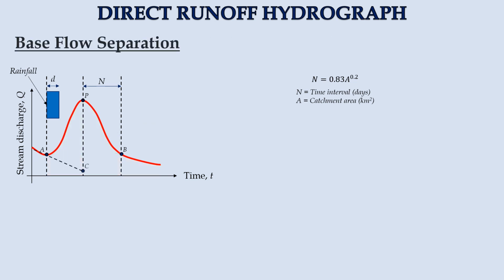The second method may be used after we identify point B. Rather than joining point A and B with a straight line, we extend the curve before point A until it intersects the vertical line drawn at the peak. This forms an intersection point C. Then, we proceed by joining point B and C. Line AC and CB denotes the demarcation of base flow and direct runoff. After we successfully separate the base flow, we will obtain a direct runoff hydrograph.